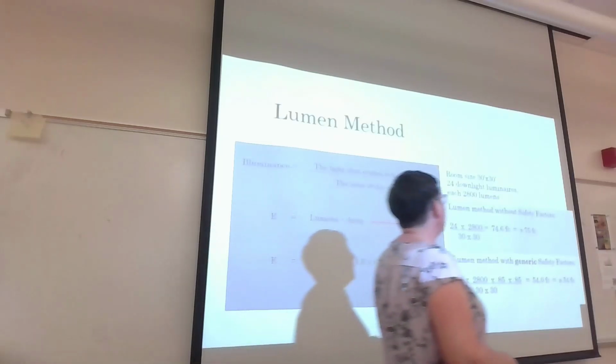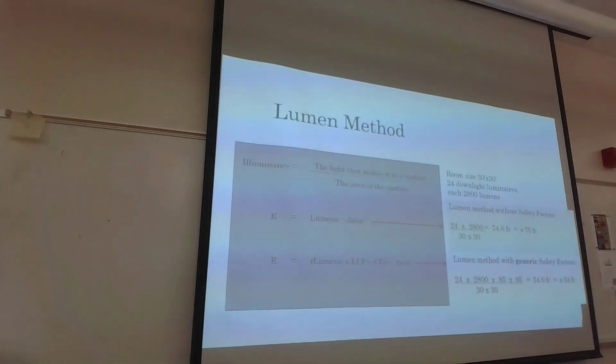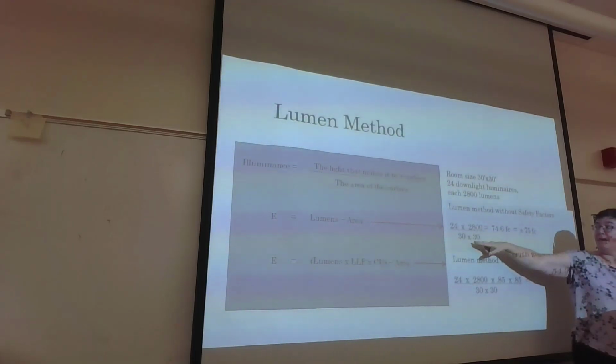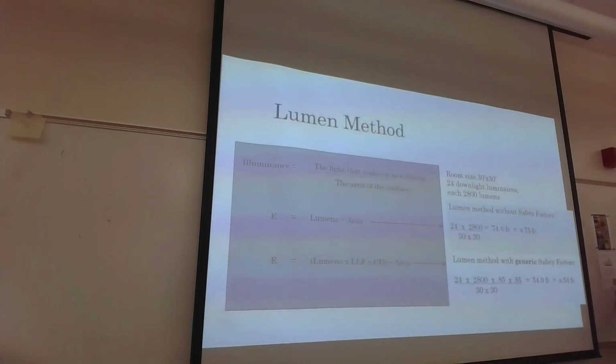All right, so let's look at this example. We've got a room. It's 30 feet by 30 feet. It's got 24 downlight luminaires, each 2,800 lumens. So let's compare. If you do the lumen method without safety factors, how many foot candles are in this room? So we're going to go with this basic equation and say we want lumens divided by area. So we've got 24 luminaires times how many lumens they each produce, divided by our room size of 30 by 30. We end up with about 75 foot candles.